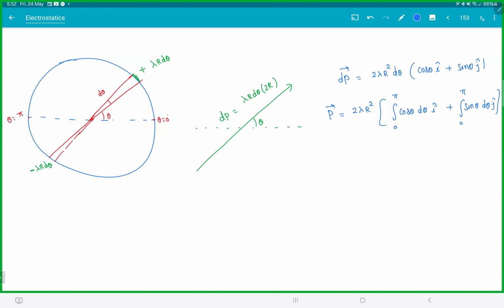That cos integral will become 0. Actually horizontals cancel out, verticals add up, right? 2 lambda r square, that guy would be sin theta. So this is 0. This guy becomes minus cos theta, that becomes 2 j cap. So we get dipole moment is 4 lambda r square. But lambda is nothing but charge per unit length, q by pi r, into r square.